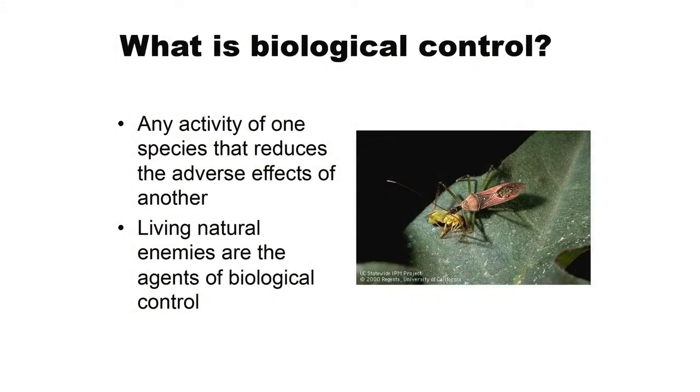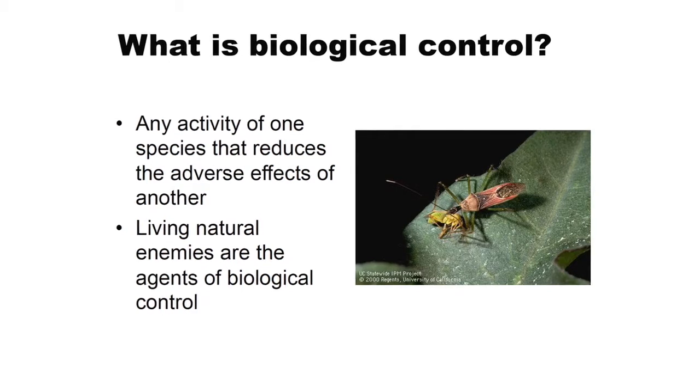These are just examples. Biological control is the use of living species to control other pests. So it's any activity of one species that deters another, and they're living natural enemies that are the agents of biological control. This is an assassin bug.